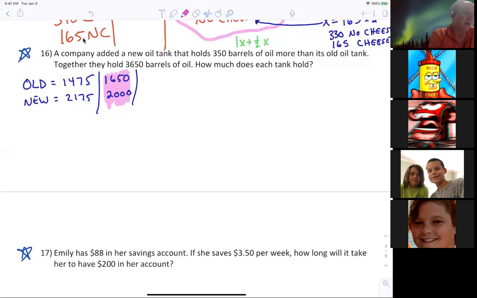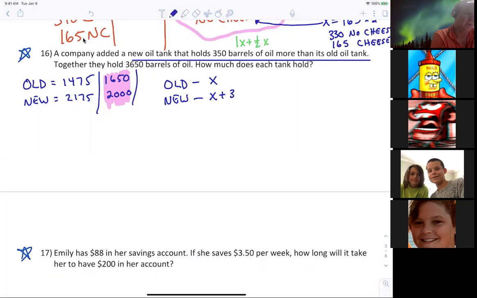It says a company added a new oil tank that holds 350 barrels of oil more than the old. So really what I want everybody to do is, we're talking about old and we're talking about new. I have no idea what the old tank held. So I put an X. The new tank holds 350 barrels more than the old. So everybody should have put new is X plus 350. That's what you should have written.